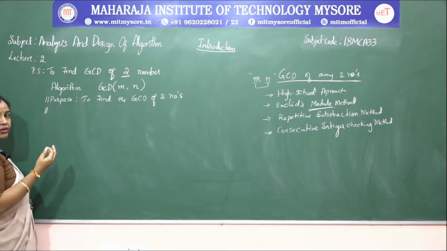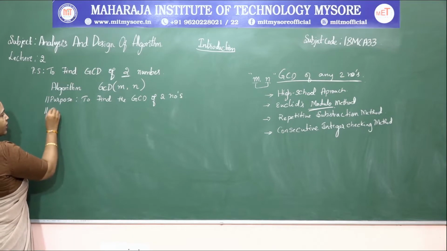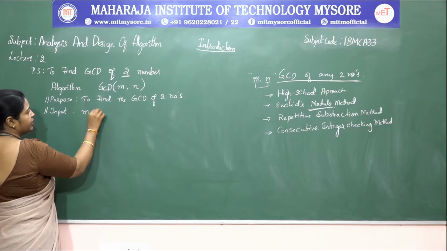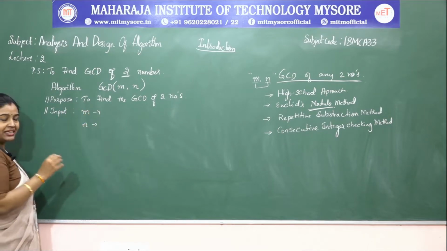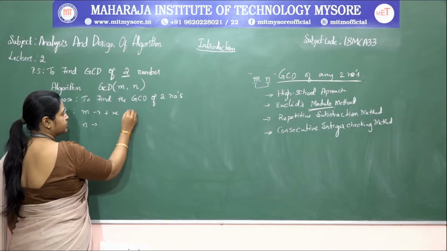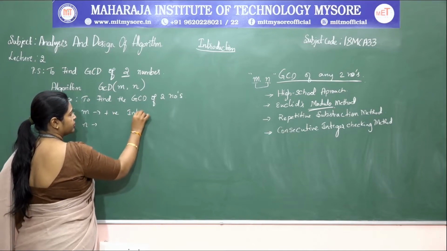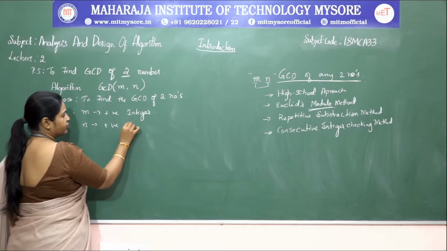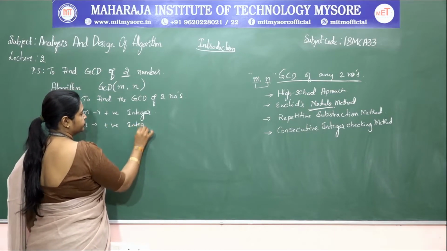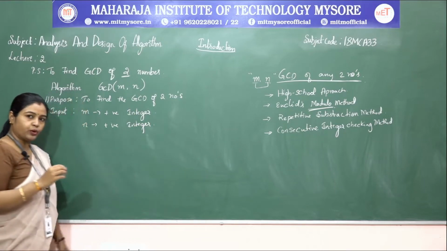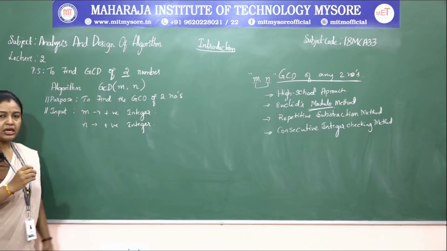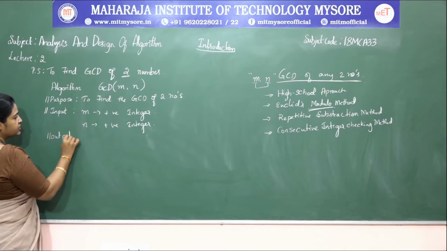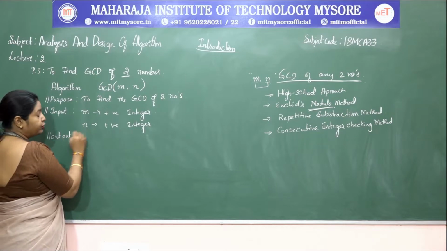So the next thing we need to write is the inputs. As we know, the input for this algorithm is m and n. So what is m? m is any positive integer and n is any positive integer variable or value. Okay, so these are the two inputs. So what we are expecting, that is the output. Output is nothing but the GCD of two numbers.